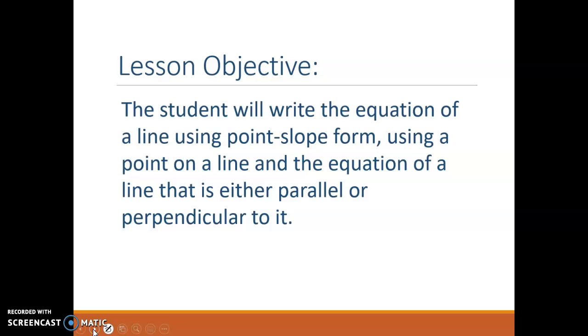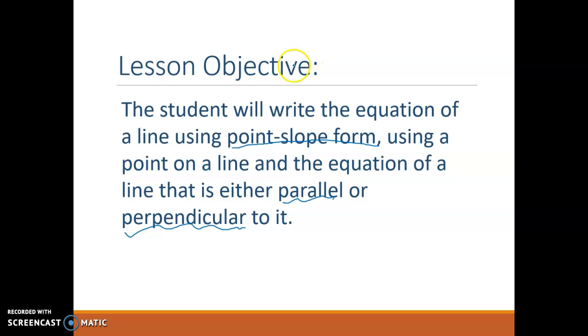Our lesson objective for today is that you, the student, will write the equation of a line using point-slope form, which might be new to some of you, using a point on a line in the equation of a line that is either parallel or perpendicular to it. So we've looked at slope-intercept form, that y equals mx plus b.